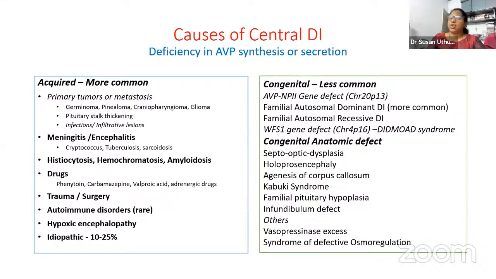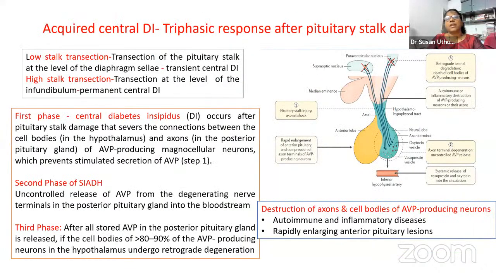The congenital form is less common, and can be familial autosomal dominant or familial autosomal recessive DI. Then there is the wolframin gene defect, which leads to diabetes mellitus, diabetes insipidus, optic atrophy, and deafness, and of late it is called DIDMOAD, where urological abnormalities are also there, and these children have some bladder dysfunction. The central DI in Wolfram syndrome is not very severe like the other varieties. Then congenital anatomic defects like septo-optic dysplasia and holoprosencephaly, and the list is long, can also lead to vasopressin not coming and central DI. So let us look at the triphasic response that happened in the child after surgery.